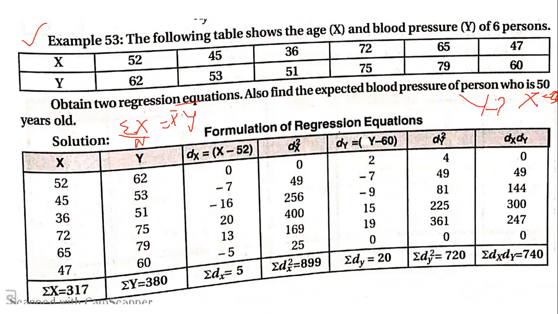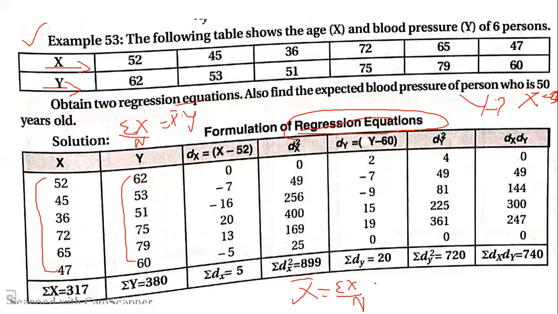Simple heading, formulation of regression equation. That's all. Formulation of regression equation. Then x, copy down all of the data from x, and copy down the data from y. Now you're supposed to find out sigma x and sigma y, that is add all of these values. Now let us find out x bar. Sigma x by n, that is x bar. What is sigma x? Total is 317 and the number of data that we have is 6.